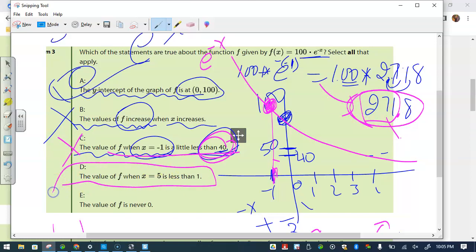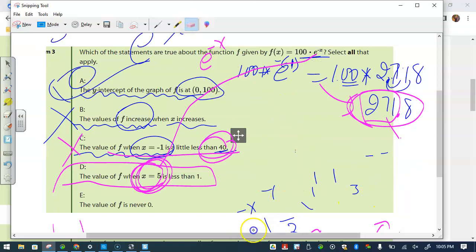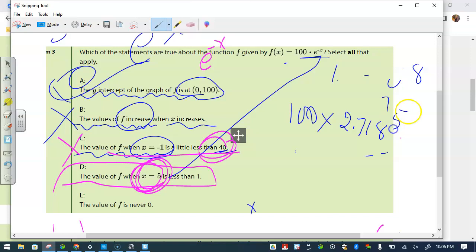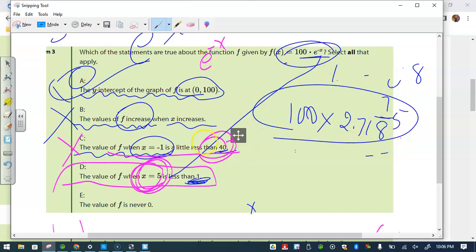What about this? If you plug in x equals minus 5 right here and see what's happening. So let's put x equals 5 right here. So it is 100 times 2.718 raised to the 5. Okay. And he says it should be less than 1. So there's a minus sign. I put a minus sign, and you may get confused with this. You can always put it on the calculator.